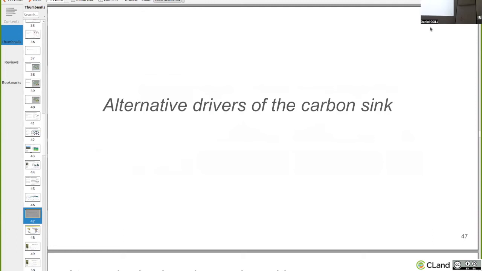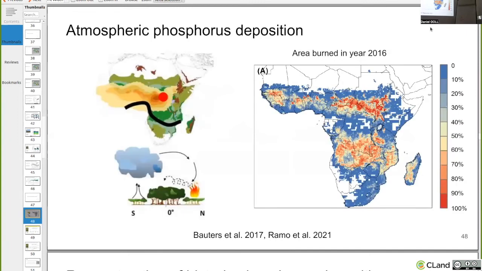So I'm investigating alternative drivers of the carbon sink, and one of them could be related to deposition. As I said, in Africa we have stable carbon sinks, and Africa is also a continent with ecosystems, the savannas, which are burned very frequently. On the right-hand side you can see a map of the burned area for the year 2016, and the red pixels are burned every year.